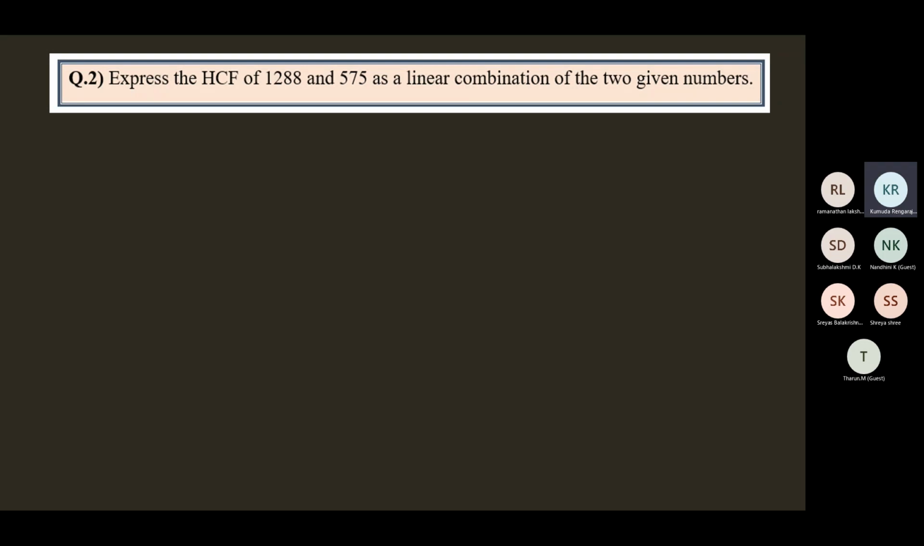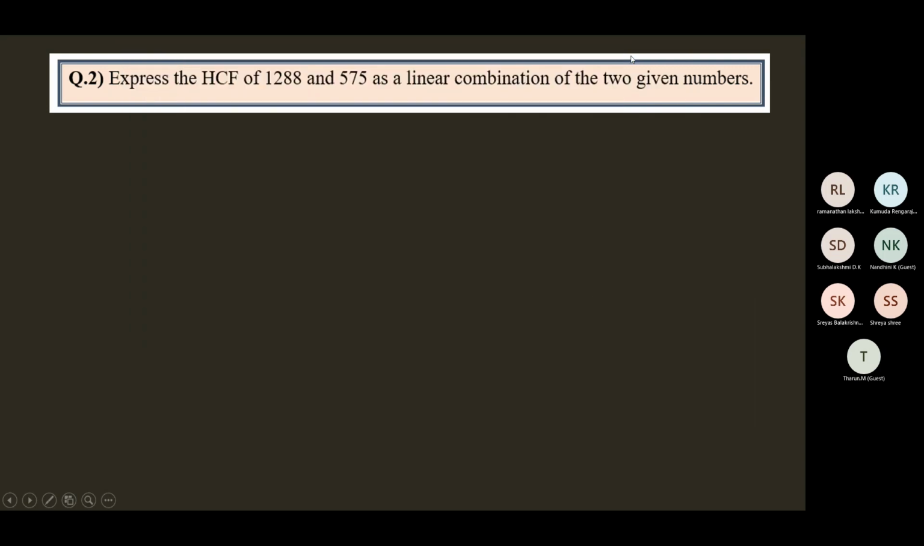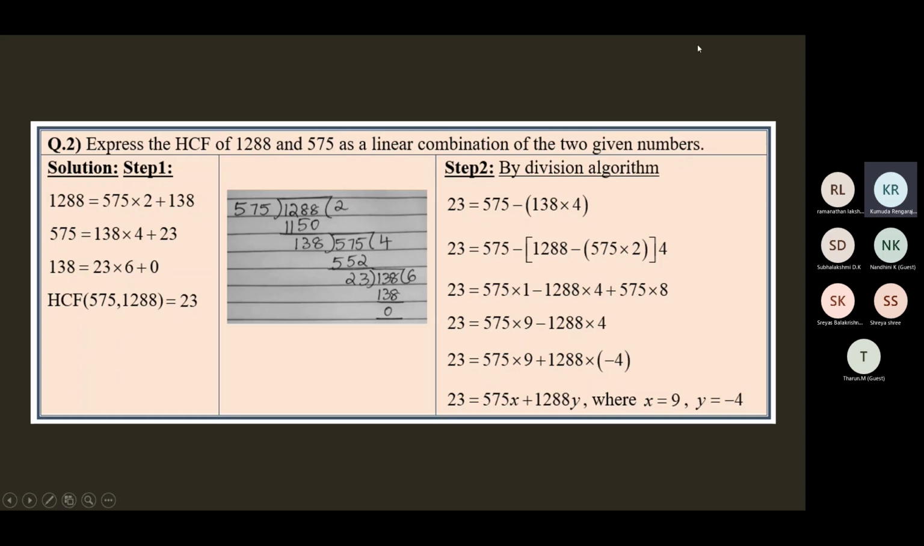What's the HCF, children? 23, ma'am. 23. Very good. Now we'll do that linear combination together, okay?